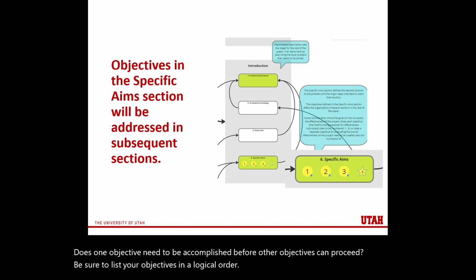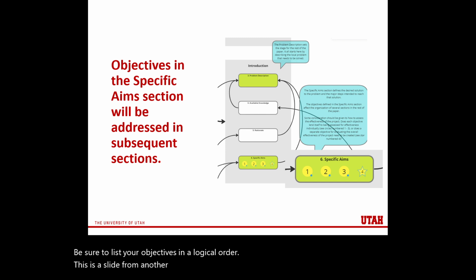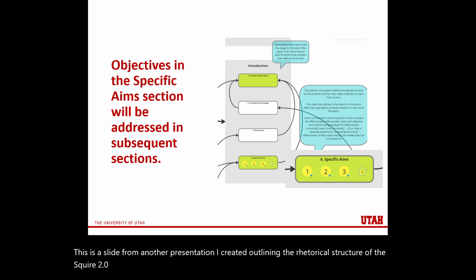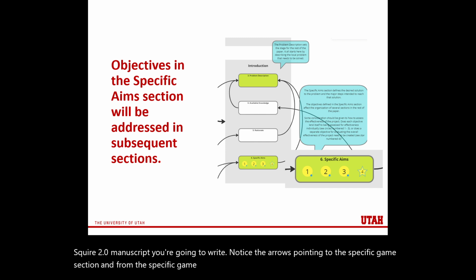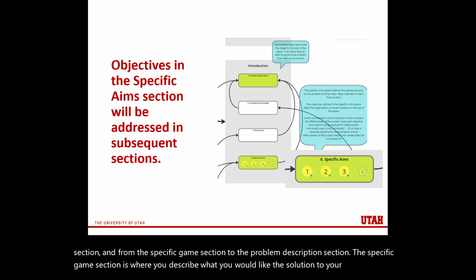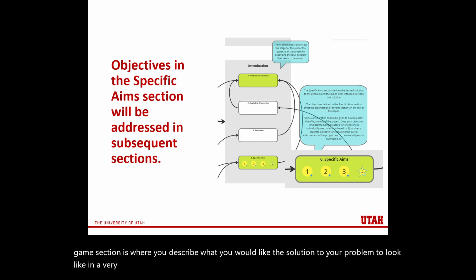This is a slide from another presentation I created outlining the rhetorical structure of the SQUIRE 2.0 manuscript you're going to write. Notice the arrows pointing to the specific game section and from the specific game section to the problem description section. The specific game section is where you describe what you would like the solution to your problem to look like and a very general description of how you intend to reach that solution.